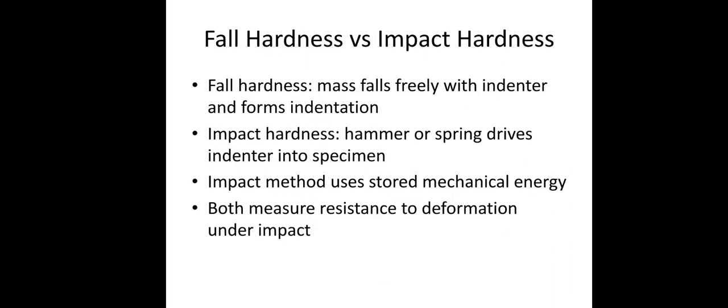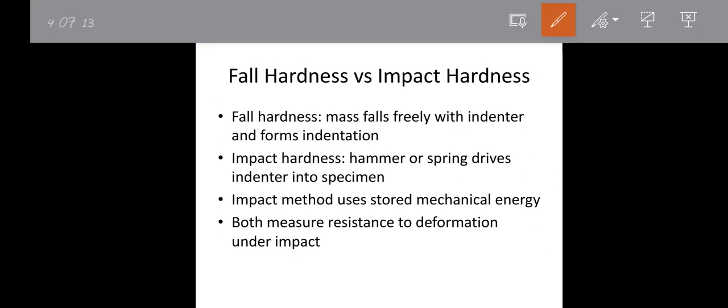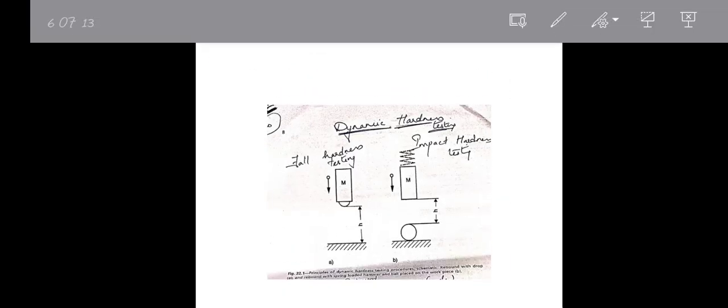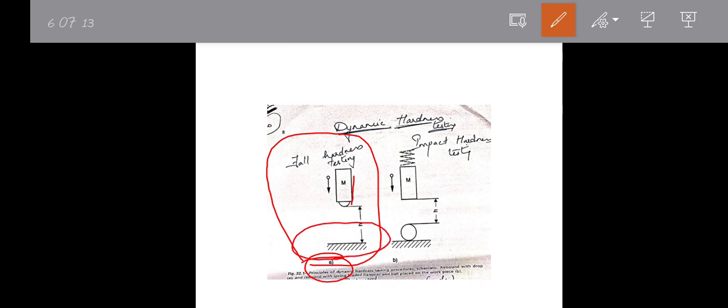Okay. Next, in the fall hardness test, let's see the importance of the fall hardness test and also what is meant by it. When a mass falls freely with the indenter and forms an indentation, it is known as the fall hardness test. Now see the diagram for the fall hardness test. A is the diagram of the fall hardness test. In this diagram, as I already said, when the mass falls freely onto the specimen along with the indenter and creates an indentation, it is known as the fall hardness test.